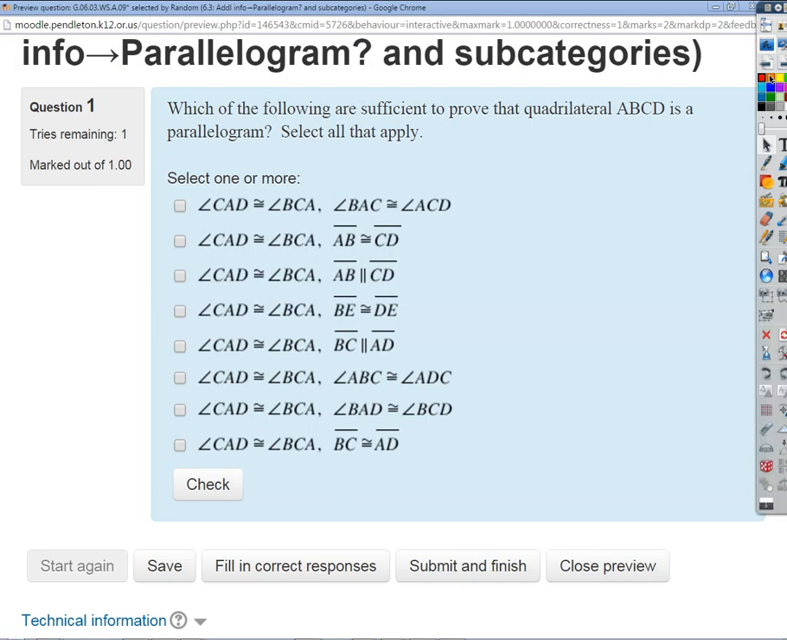Okay, so what do we do with this? Now, in math, when we talk about sufficient, it means enough. Is it good enough? Necessary means it has to be there, right? There are different words in math. So we want to know which of the following are sufficient to prove that the quadrilateral ABCD is a parallelogram. So we might have to do some more work, but I'm saying that's enough. So let's look at a couple of these here.